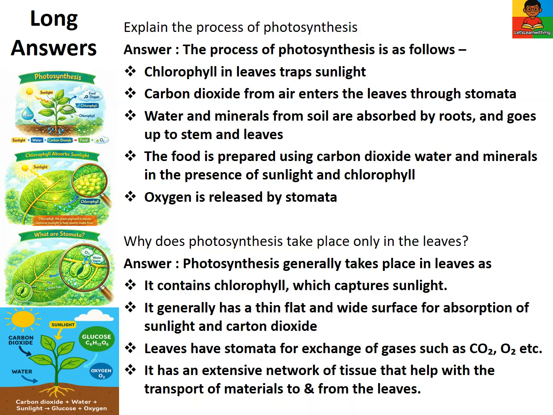Why does photosynthesis take place only in the leaves? Answer: photosynthesis generally takes place in leaves as they contain chlorophyll, which captures sunlight. Leaves generally have a thin, flat, and wide surface for absorption of sunlight and carbon dioxide. Leaves have stomata for exchange of gases such as carbon dioxide and oxygen. They also have an extensive network of tissue to help with the transport of materials to and from the leaves.